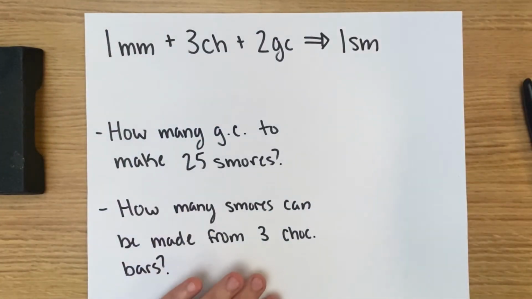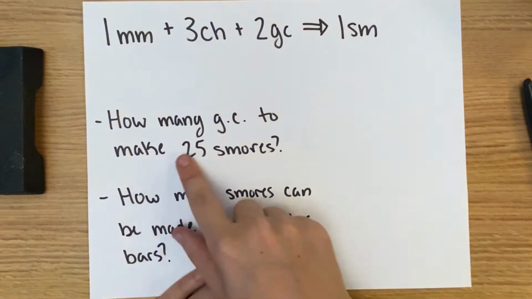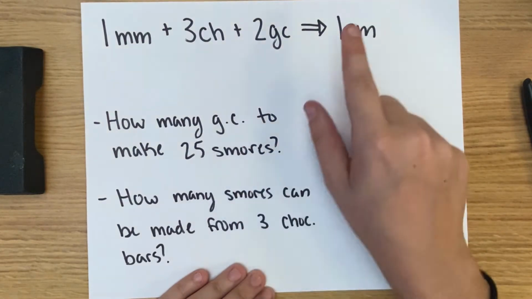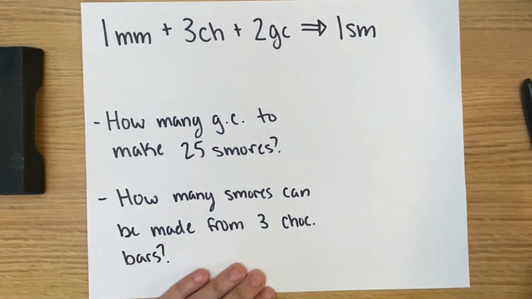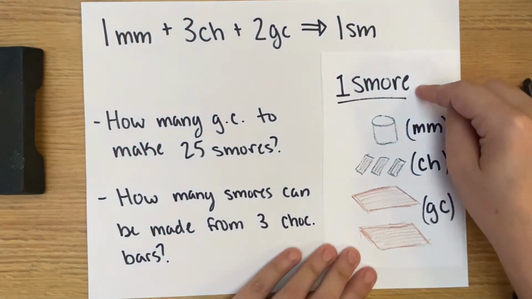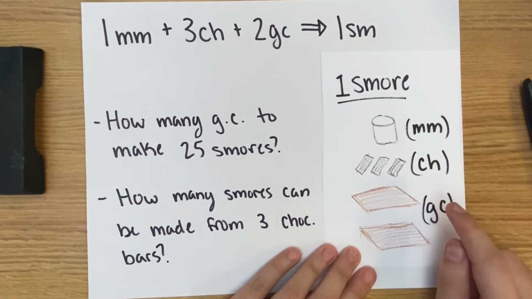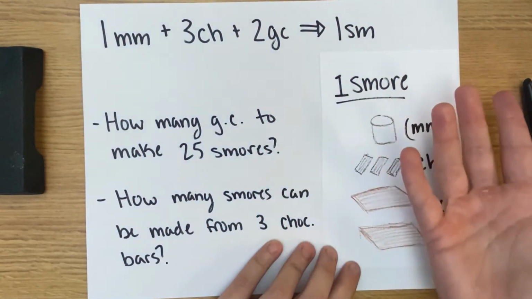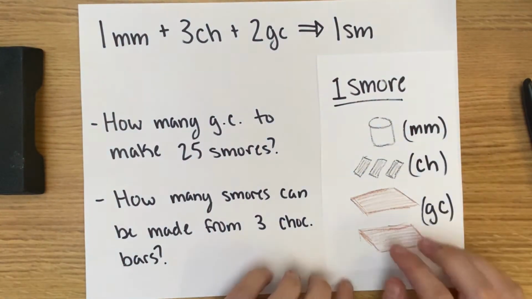For example, you might be asked, how many graham crackers does it take to make 25 s'mores? And most of you could probably figure that out pretty easily. If you want 25 s'mores, each s'more requires 2 graham crackers. Well, that means you would need 50 graham crackers total to make that many s'mores.